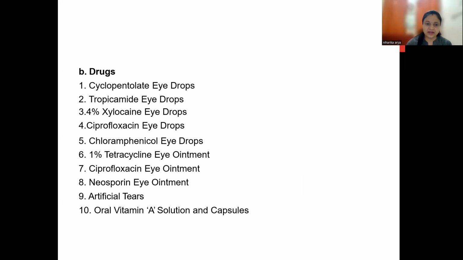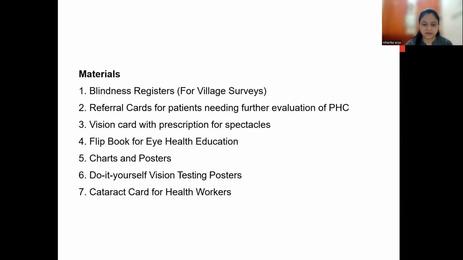What are the drugs that will be needed? That is cyclopentolate for dilating the pupil for the fundus examinations or for screening for ROP patients. What other drugs are needed? That is cyclopentolate, tropicamide eye drops, 4% xylocaine for local anesthetizing of the eye, ciprofloxacin, that is antibiotic ointment, chloramphenicol eye drops, 1% tetracycline eye ointment, ciprofloxacin eye ointment, neosporin, artificial tears, or the oral vitamin A supplements and capsules.